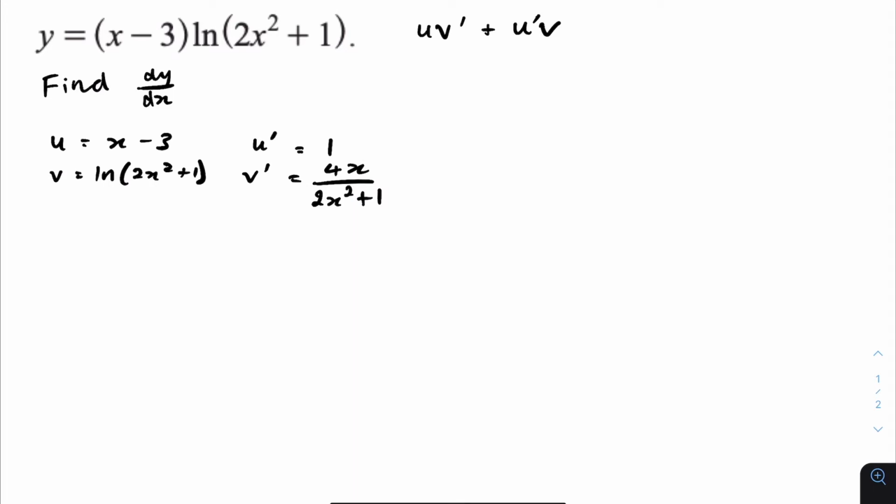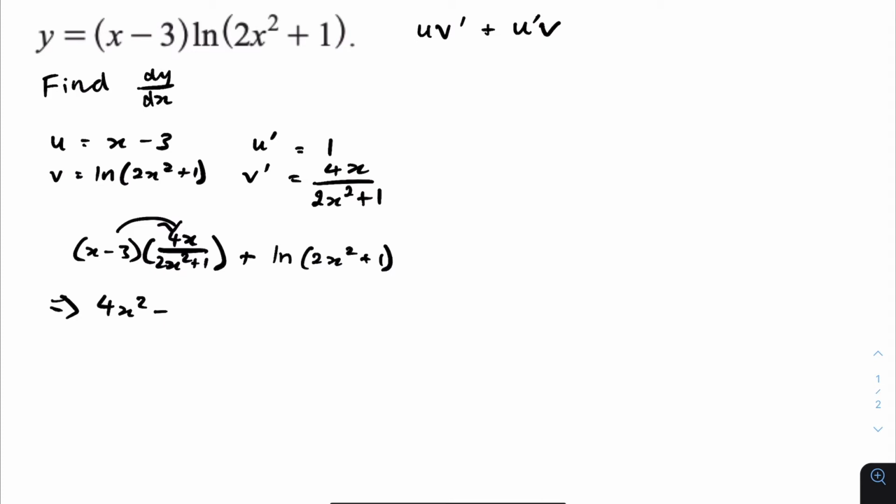So we should do u times v prime first. So that's (x minus 3) times 4x over (2x squared plus 1), plus, and then u prime, which is just 1, we don't really need to multiply by anything, plus, and then we just add ln(2x squared plus 1). Now, that's basically all we need to write. We could simplify this further by multiplying them together to give (4x squared minus 12x) divided by (2x squared plus 1) plus ln(2x squared plus 1).